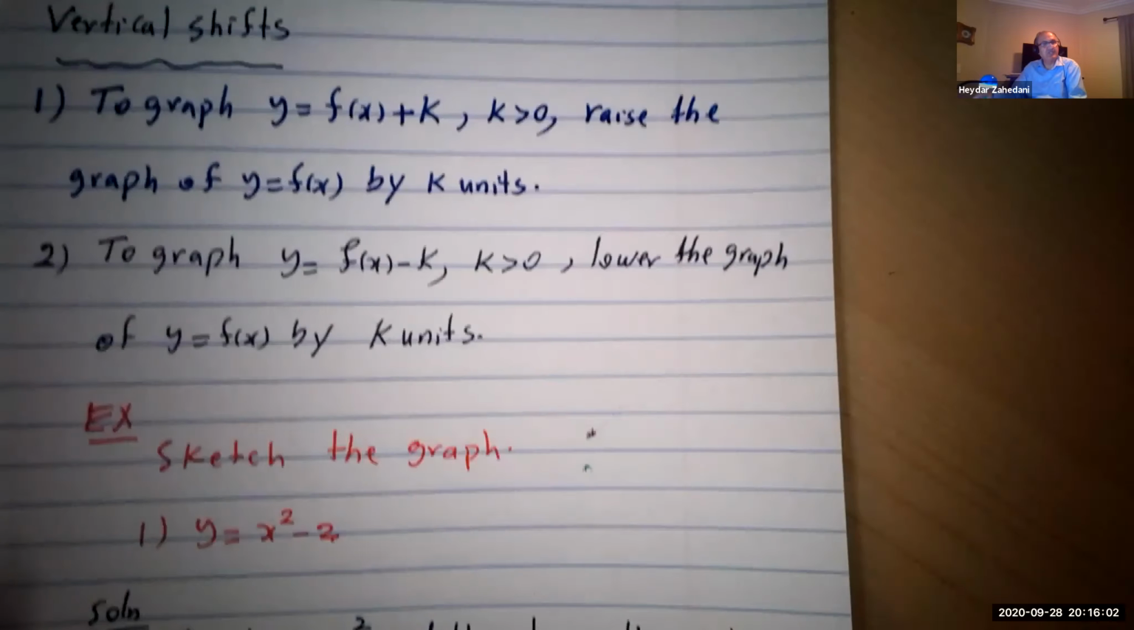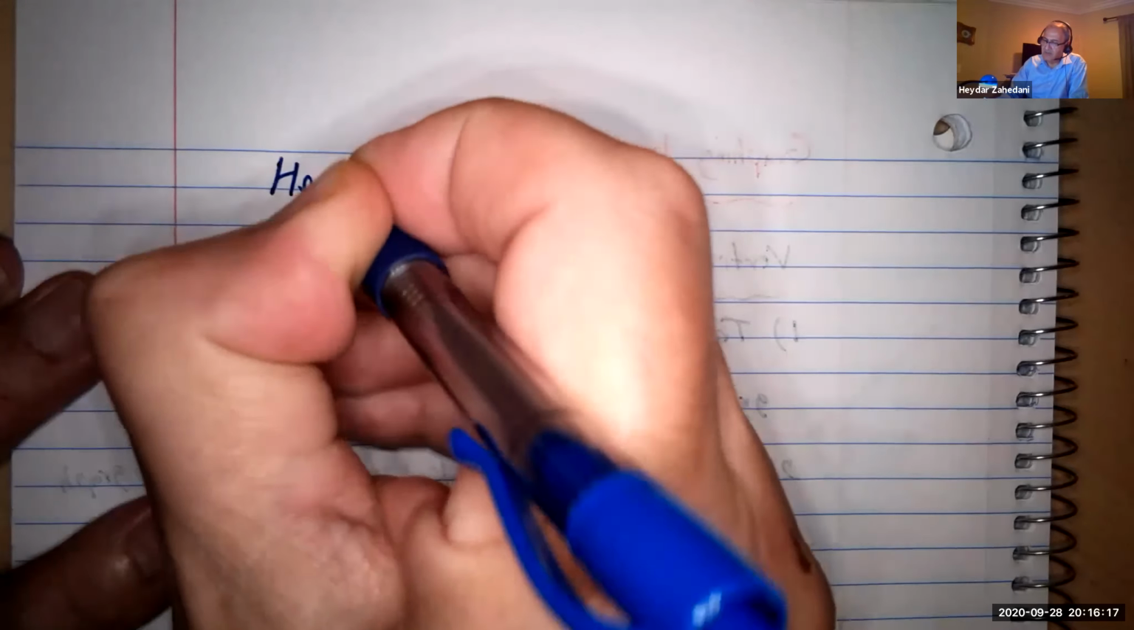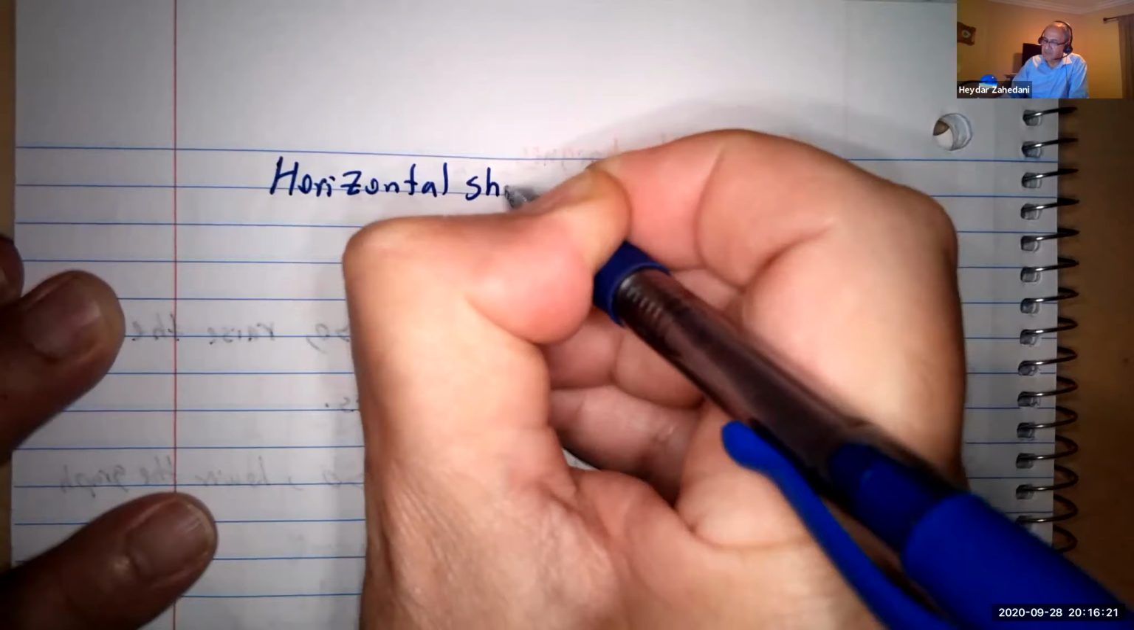We can also use horizontal shift. We can change the x. This is a little bit tricky. Okay, so what's going to be horizontal shift? Going to the right, to the left? Okay, so how about horizontal shift?